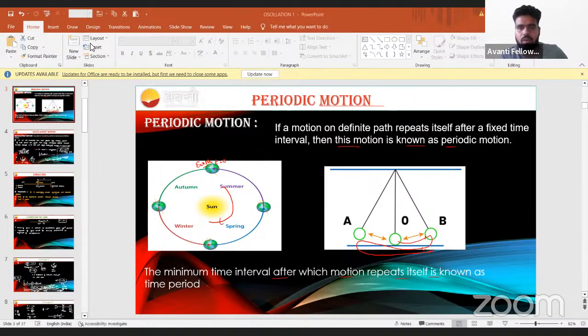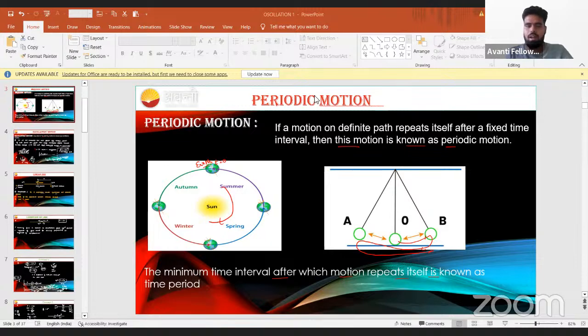I hope my audio and video is clear. If my audio and video is clear and the screen is visible, please give me a message in the comment box. Please ensure that everything is clear. I hope I am audible. Rahul. Okay, thank you so much.